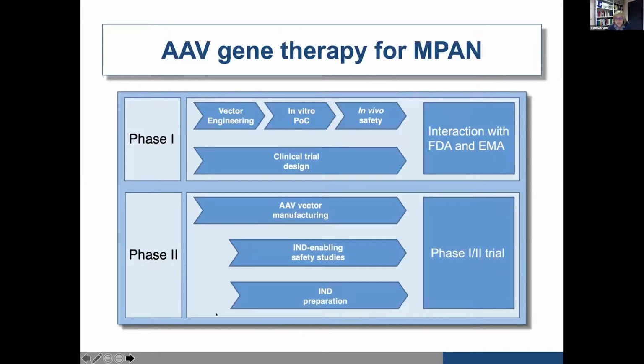So let's start with questions. Can you say something about how you avoid an immune response if the patient had already been infected by natural AAVs? Well, that does present a bit of a challenge.